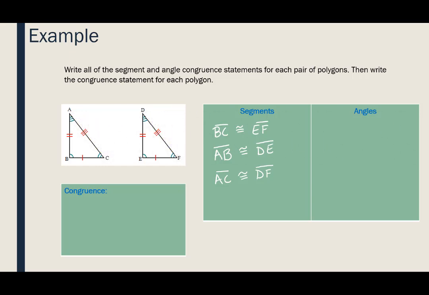Now let's move to our angles. Angles, remember, are marked congruent by the arcs. So I see that B and E, those angles each have one mark. So I could write angle B is congruent to angle E.